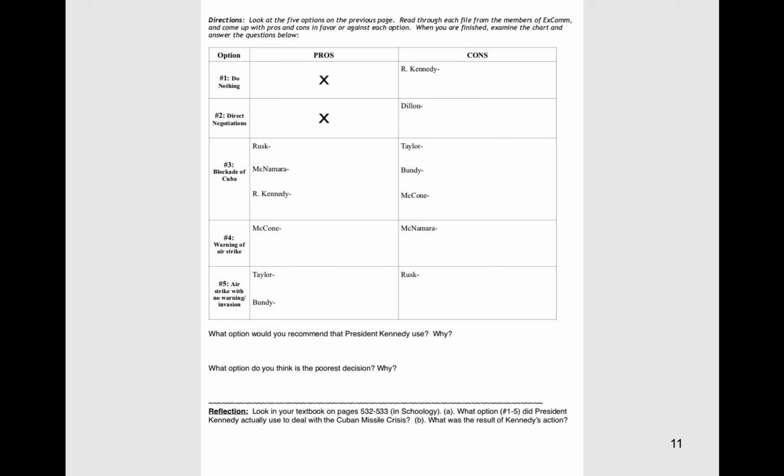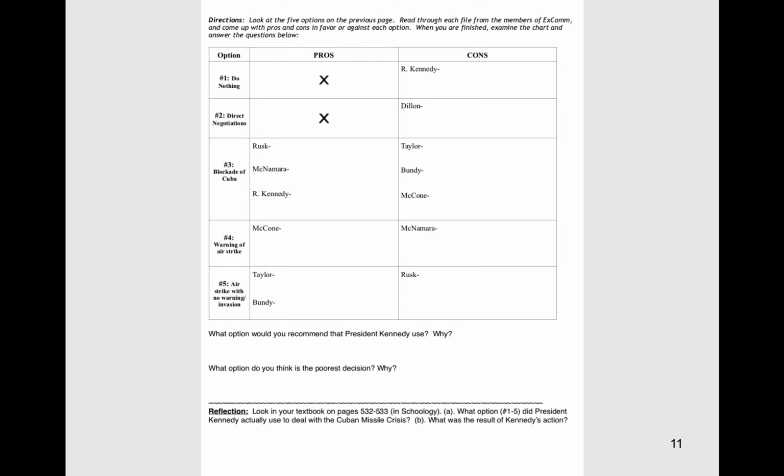So each of them are going to say, this is what I think we should do, and they're also going to say, this is what I think we should not do. So I have identified them on this paper. For example, Robert Kennedy is going to speak out against doing nothing. So you are going to summarize Robert Kennedy's reasons for why we should do nothing. If you look at number 3, the blockade, Dean Rusk, McNamara, and Robert Kennedy are all going to say that they think the United States should do a blockade, and they're going to give reasons why. You're going to summarize the reasons why they think we should do a blockade.